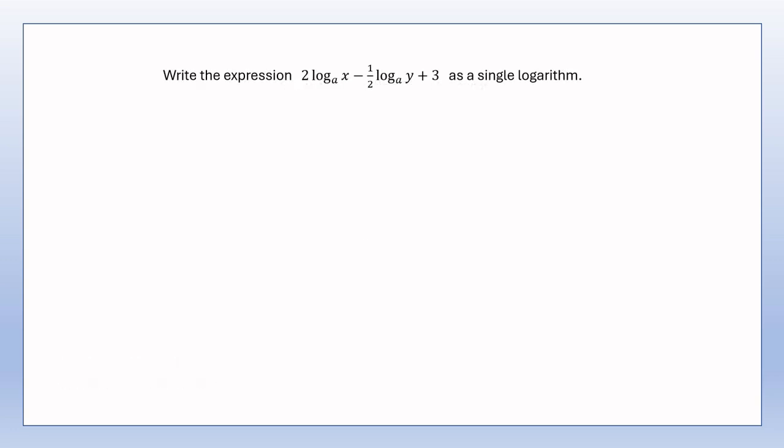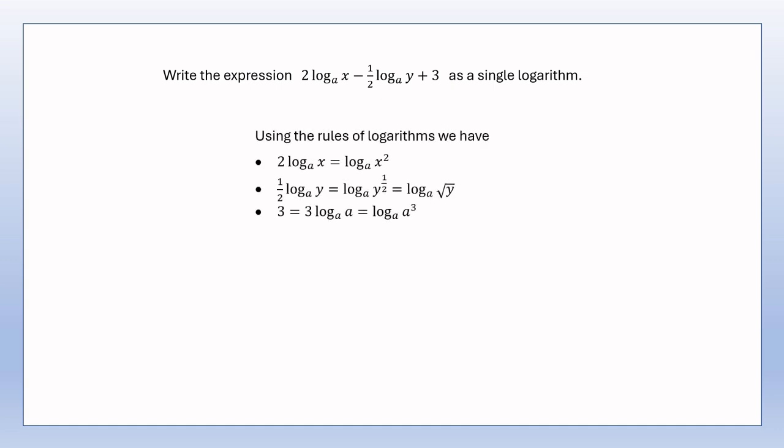Question 2. Write the expression 2 log to the base a of x minus a half log to the base a of y plus 3 as a single logarithm. So using the rules of logarithms, we have that 2 times log to the base a of x equals log to the base a of x squared. A half log to the base a of y equals log to the base a of y to the power of a half, which can also be written as log to the base a of the square root of y. And 3 is equal to 3 times log to the base a of a, which of course is equal to log to the base a of a cubed.